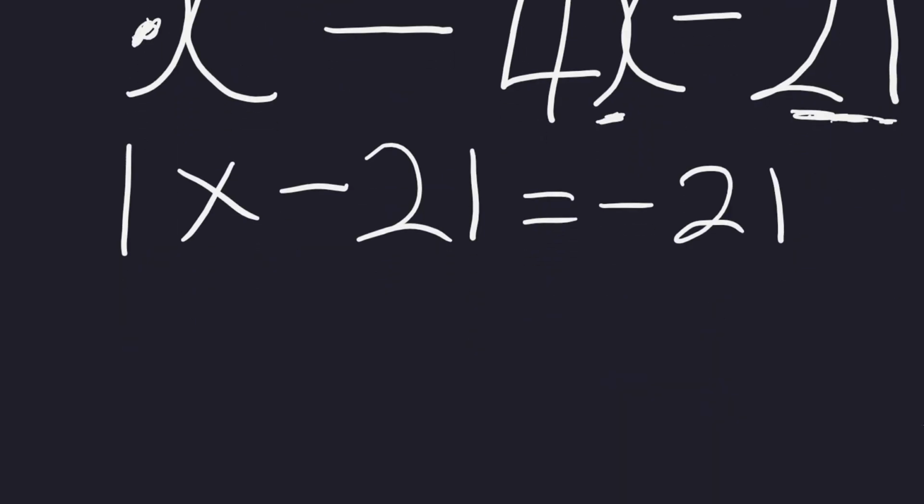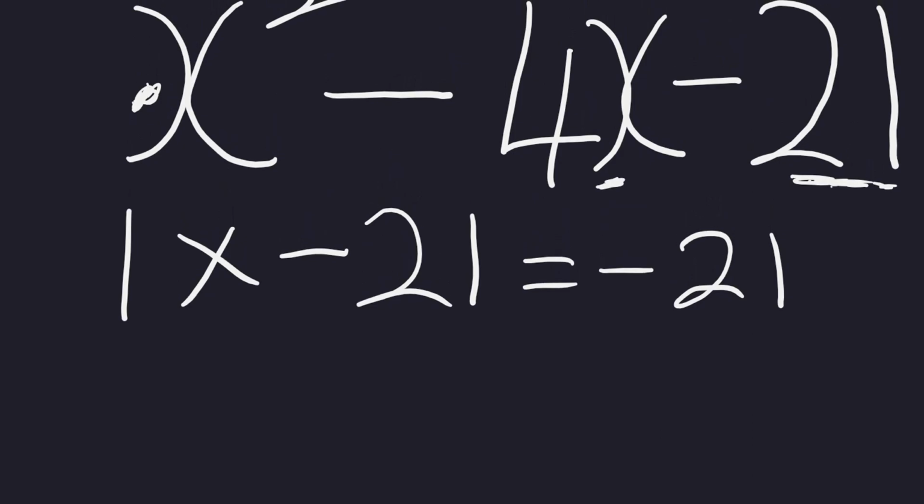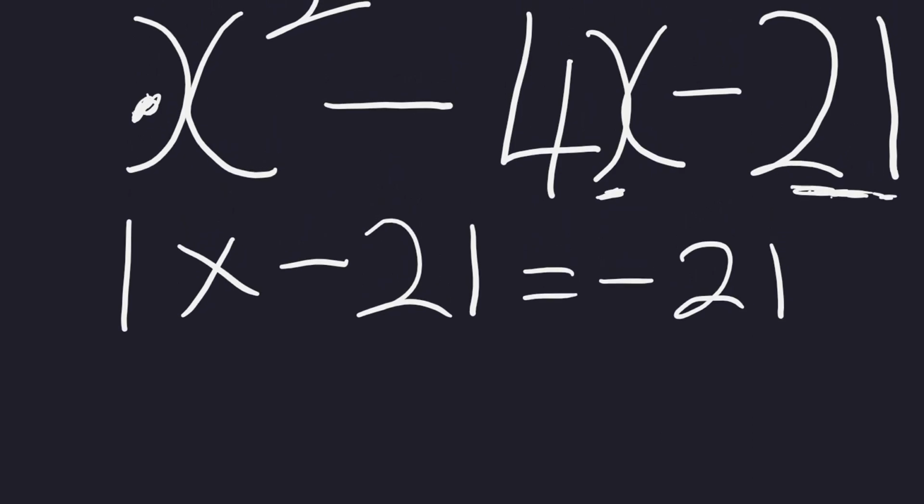I'm not equating anything to 0 because I'm factorizing, right? If I were not factorizing, I would have equated it to what? 0, but I'm not going to do that. I'm just going to solve it like that. So right here, I have minus 21. So in order to go further, I'm going to look for the coefficient of what? This x, right? It has a coefficient of minus 4.